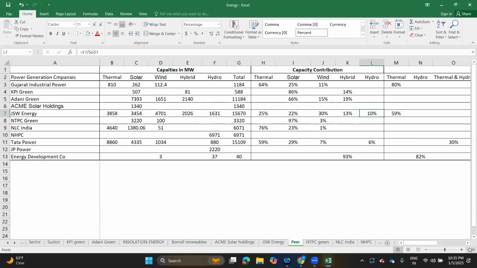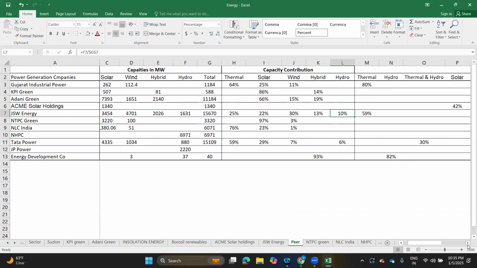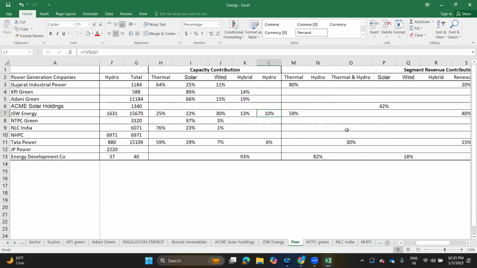And as far as its segment revenue is concerned, 59% of the revenue comes from the thermal segment. So just have a look. 25% of the capacity contributes 59% of the revenue. Just think about the efficiency of the thermal capacities. 40% comes from the renewable segment, which is how much? Which is 75% in terms of capacity.